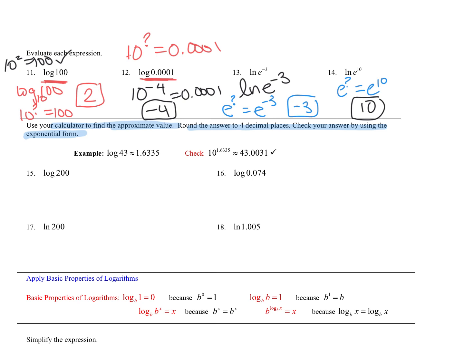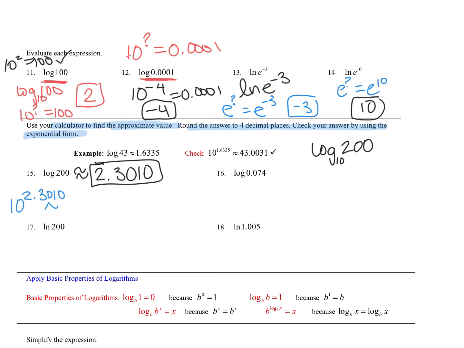So if you type in the log of 200, you should get approximately 2.3010. If you're having trouble, and you don't get that, you might have the option of doing the log of 200 base 10. Some calculators actually want you to put that base in, and it is 10 since there is an invisible base. And then I'm going to show you how to check this in blue. Basically, 10 raised to 2.3010 is approximately 200. Okay, that's how I would check that.